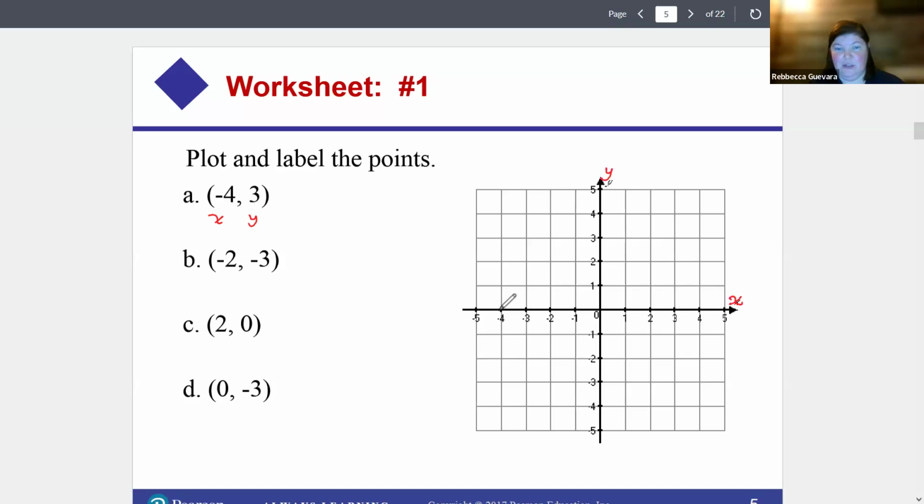And on the x's, this is where -4 is. And this is where 3 is. So we just kind of, you can look at it as moving, but really what we're doing is we're just figuring out where those two lines are intersecting, and it's right here. And that would be -4, 3. Or sometimes I might just label it as A.